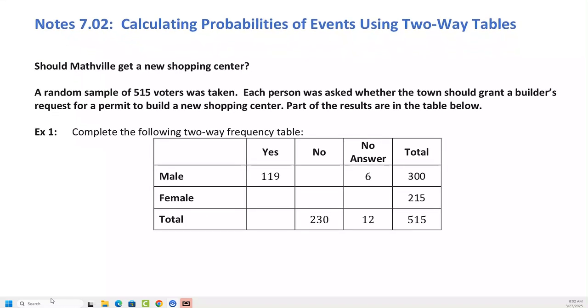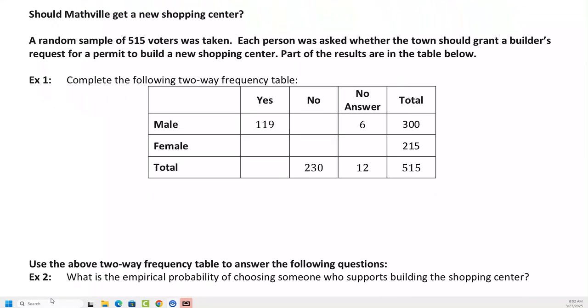It's just a problem, and we're going to organize the data in the problem in the table. You can see it's already done. So should Mathville get a new shopping center? That's the question that the problem asks. It says a random sample of 515 voters was taken. Each person was asked whether the town should grant a builder's request for a permit to build a new shopping center. Part of the results are in the table below. Then you can see here, example 1, complete the following two-way frequency table.